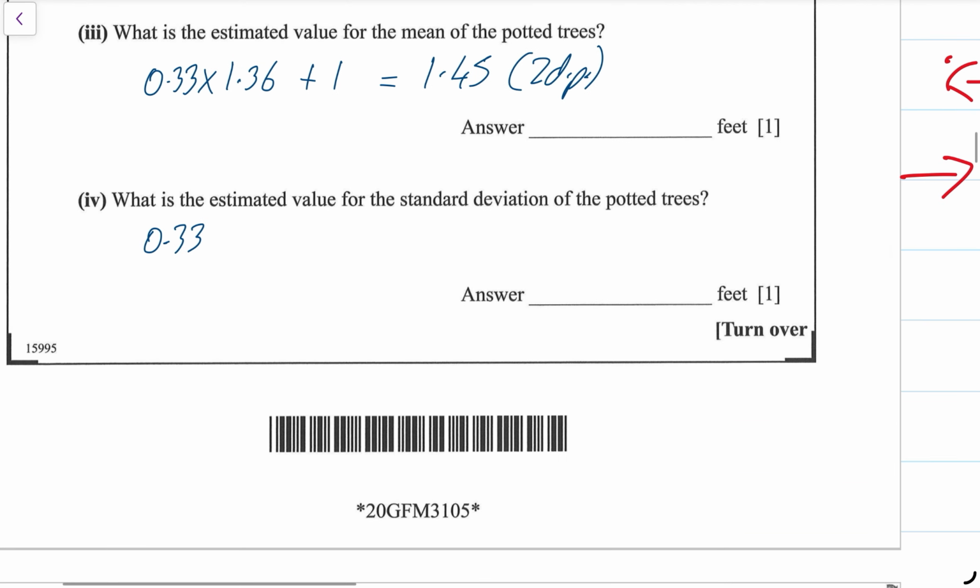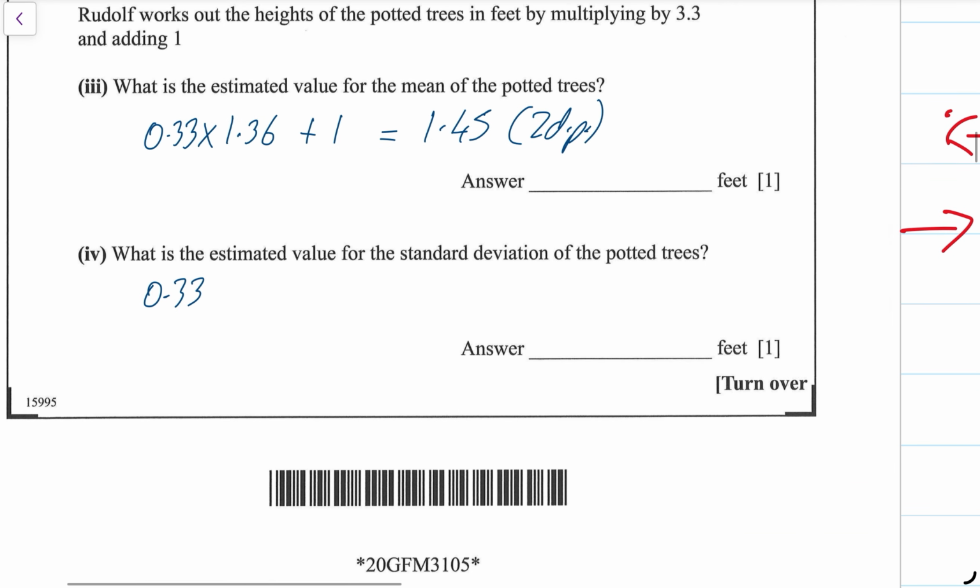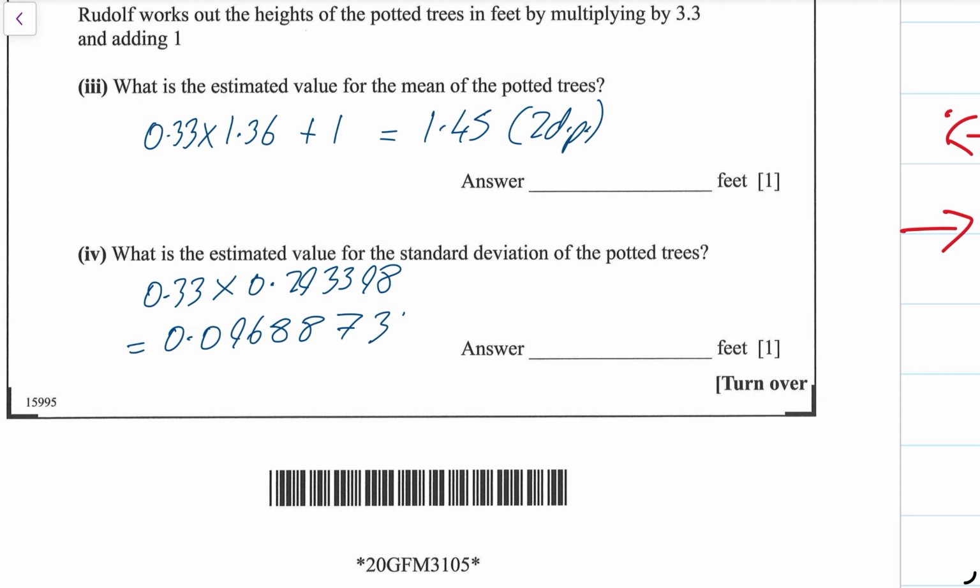So when you multiply by 0.33, that has an impact, in this case making it less spread out, so it changes the spread. But adding 1 does not change how spread out something is, because everything's getting added 1, everything's just shifting up by 1. But when you multiply by 0.33, you get 0.096887734, which is 0.10 to 2 decimal places. So there we go.